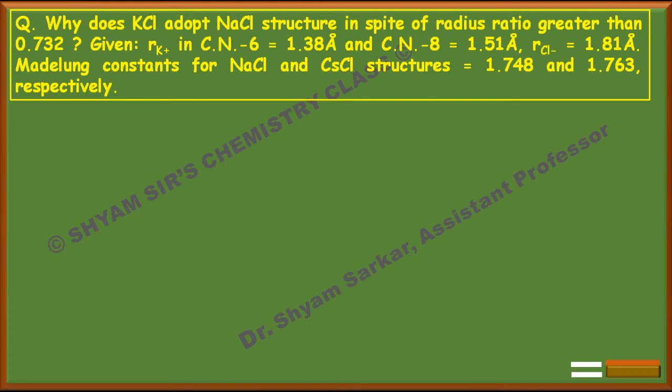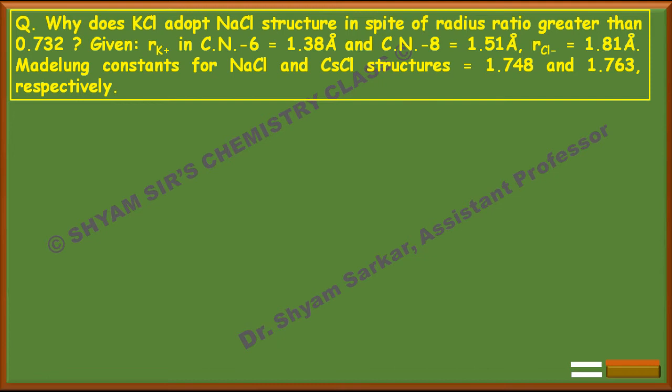So it has a radius ratio greater than 0.73, that means it should adopt the cesium chloride structure, because it falls in the range of 0.732 to 1 limiting radius ratio. So it should adopt the cesium chloride structure. In spite of that, it is crystallizing as the rock salt structure, that means with coordination number 6 like the NaCl structure.